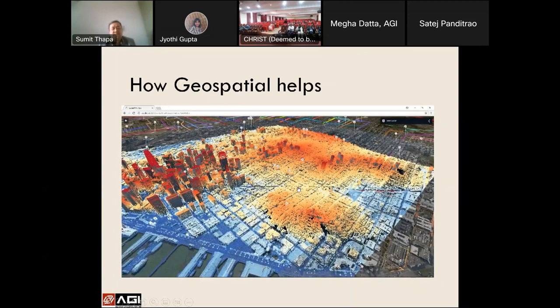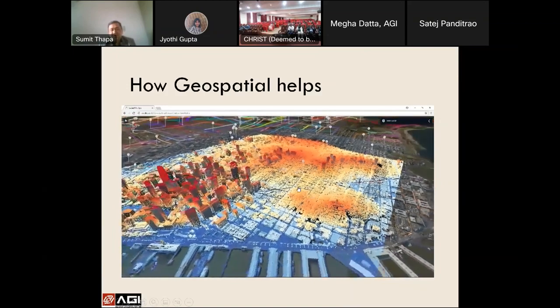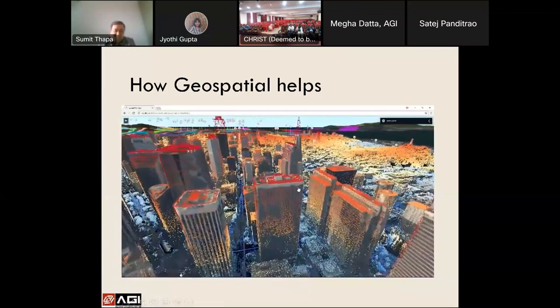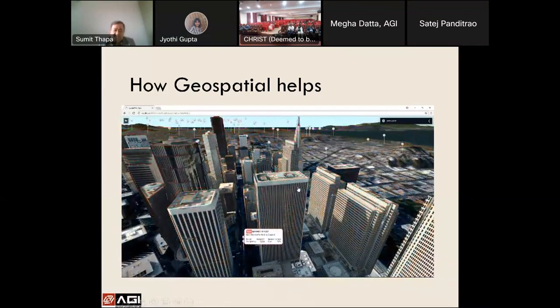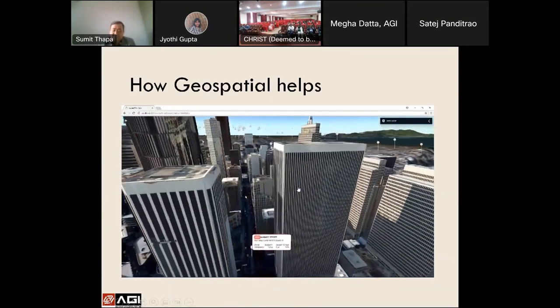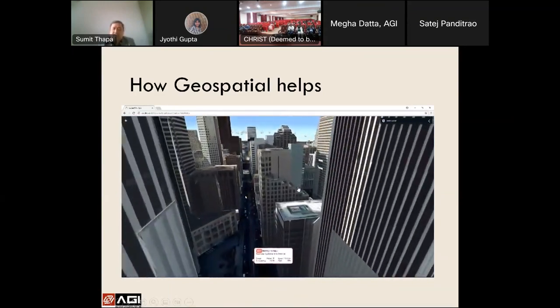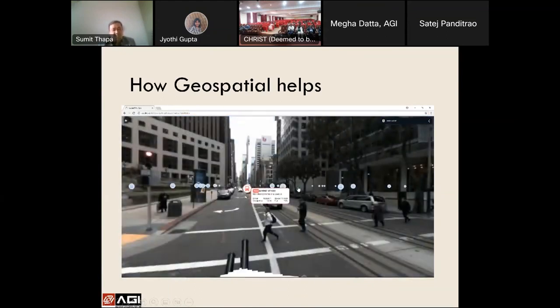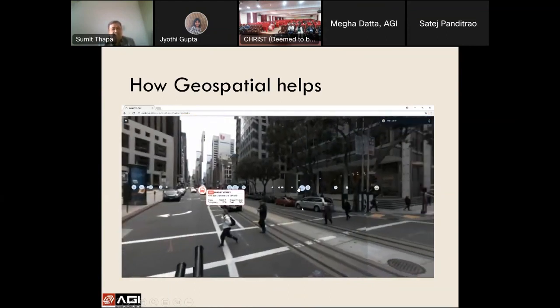In this case, you have LiDAR data which will give you the height information about each and every building to a very precise level. And once you have these data sets, you can also dig in further and go to the street level. Which is now one of the hot topics, because almost all the 100 smart cities are going to be reality captured like this, and you can have a panorama view.